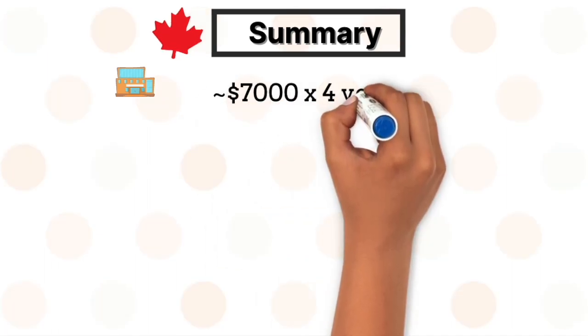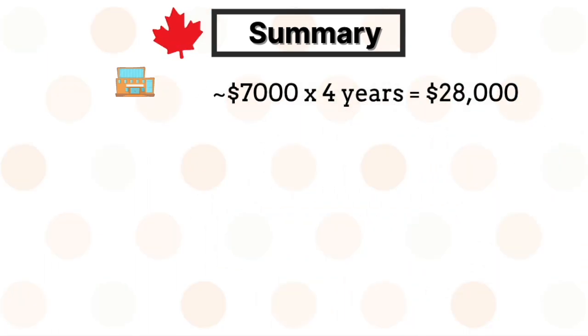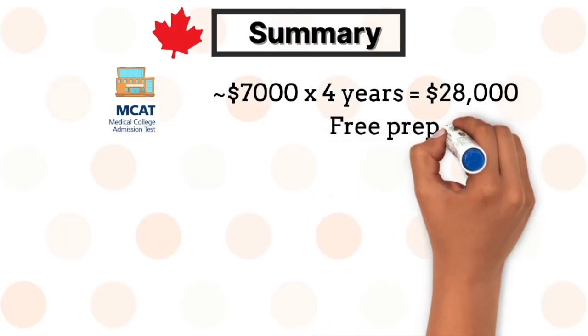Let's go over a summary of what this would look like if we were to add up all these costs. Let's go over Canada first. Say you are living in Ontario and you do a 4-year bachelor's degree, so that might cost you roughly $28,000 Canadian. And let's say you only used free resources to prepare for your MCAT. MCAT would be around $430.